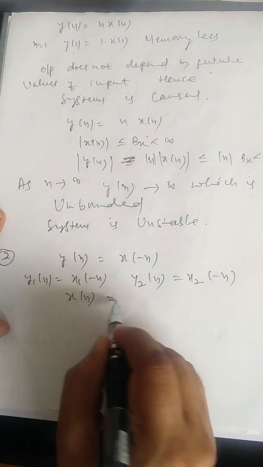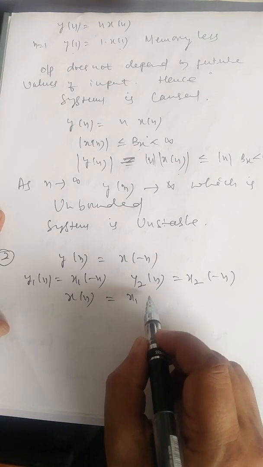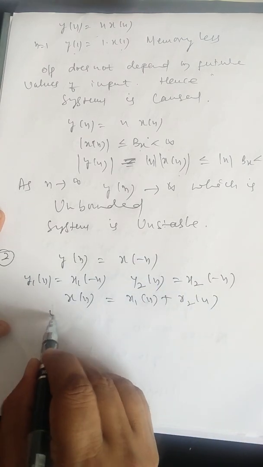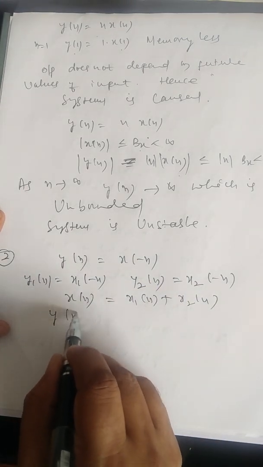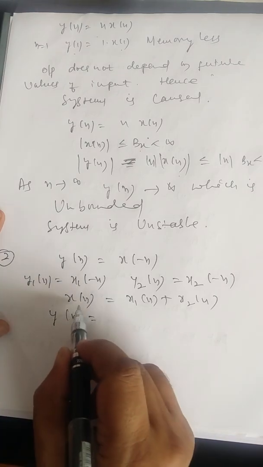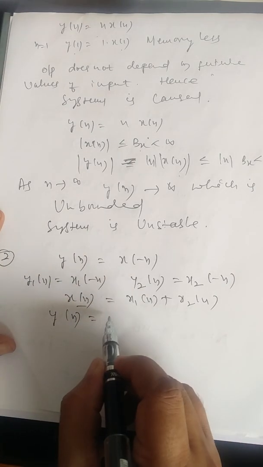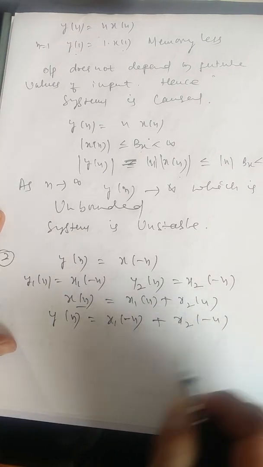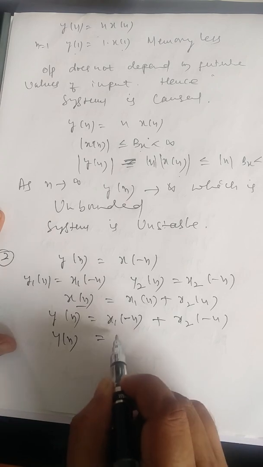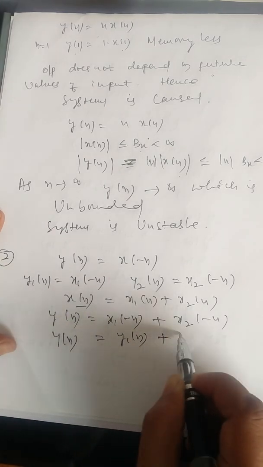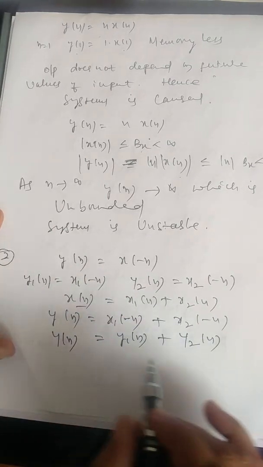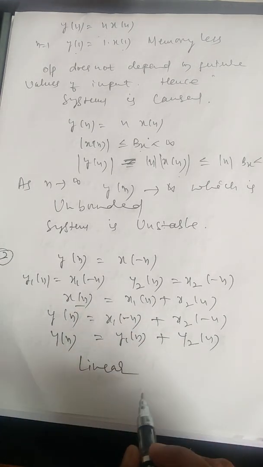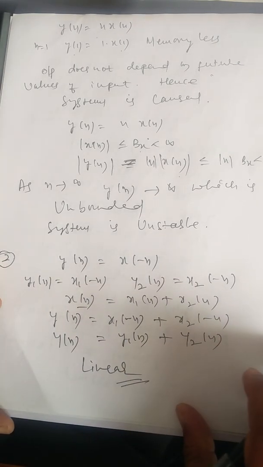Replace x of n by x1 of n plus x2 of n, then y of n is equal to, I need x of minus n here, that is what is required, that is x1 of minus n plus x2 of minus n. This is nothing but y of n is equal to y1 of n plus y2 of n. Hence the system is said to be linear. It's satisfying the principle of superposition.